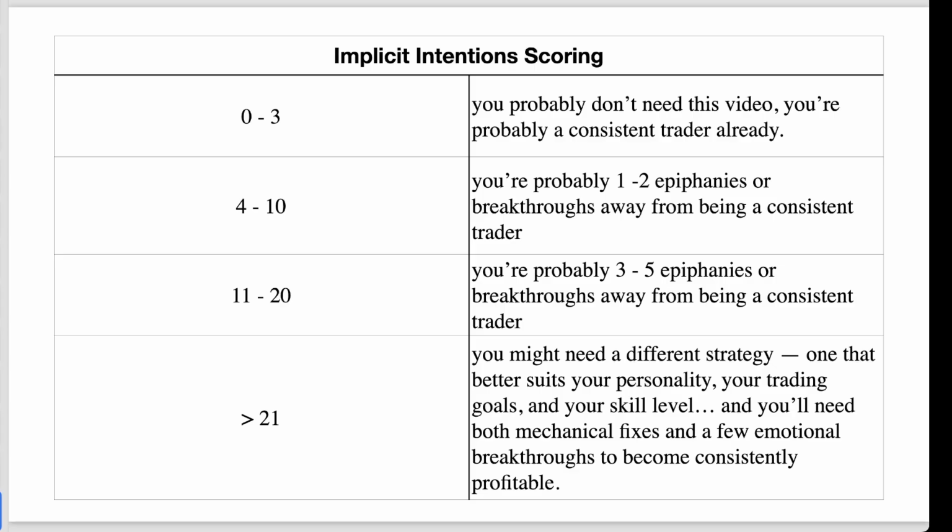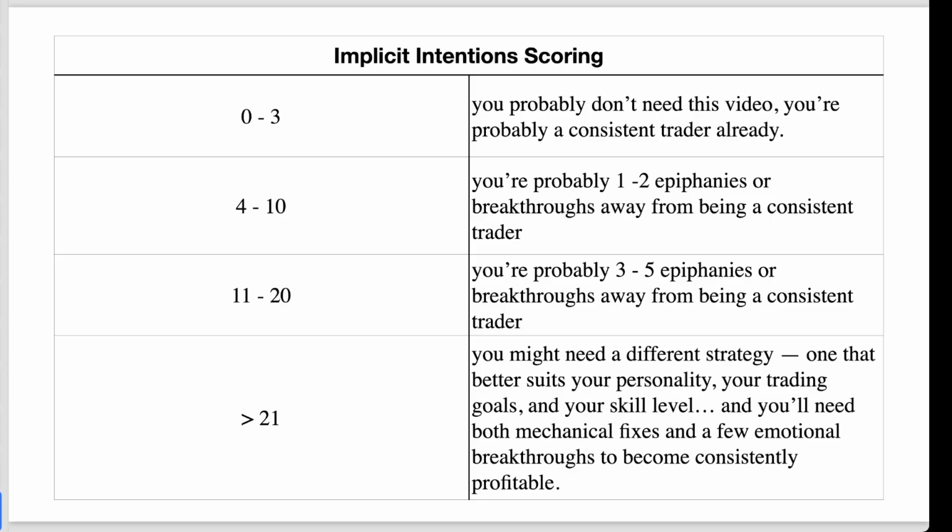If you scored between 4 and 10, and you tallied up all of them, so 30 total because there were 3 for each of the 10, you're probably 1 to 2 epiphanies or breakthroughs away from being a consistent trader. That's good news. You're close. But where to get those epiphanies? How to get them? I'll show you in just a second.